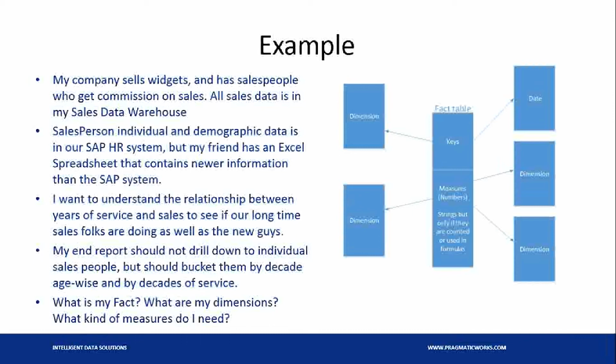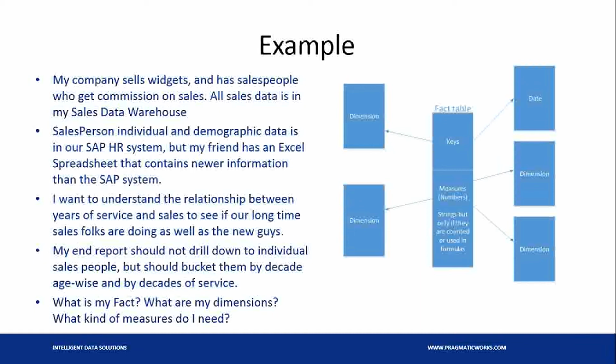I need to build this star schema in order to do this analysis. And this is an example of a star schema where you have to go to multiple systems. And this is the mental exercise that I go through when someone asks me to build one of these PowerPivots. So I go through and I get all those requirements, and then I go down to the bottom and I say, what is my fact, what are my dimensions, and what kind of measures do I need?